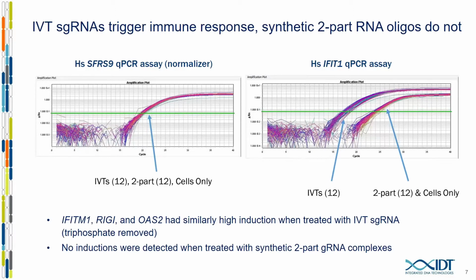But if we look on the right-hand side, we're looking at a marker for stimulation of the immune system, IFIT1. And you can see that the two-part system and cells only are indistinguishable, suggesting there's no induction of the immune system. However, there's a massive Cq shift to the left for the IVTs, indicating that the immune system is in fact stimulated when you use these RNAs. And IFIT1 is just one example of several markers for the immune system that we've looked at that show high induction with IVT-produced sgRNAs, and we just don't see this with the two-part system.